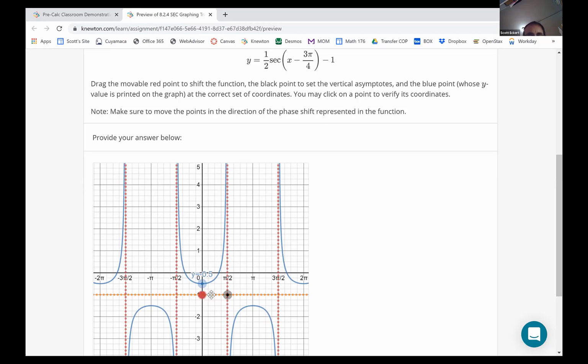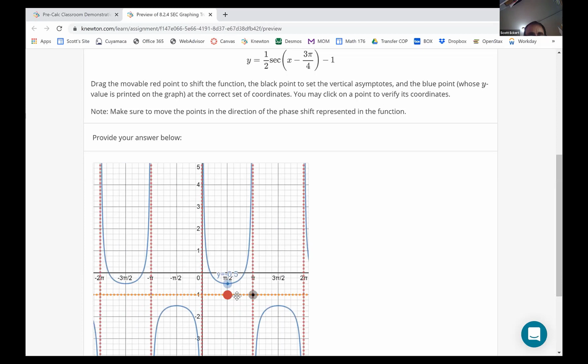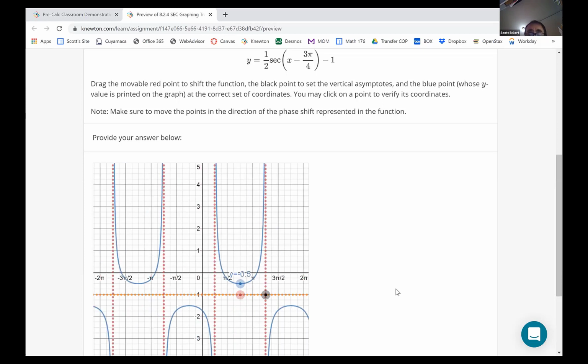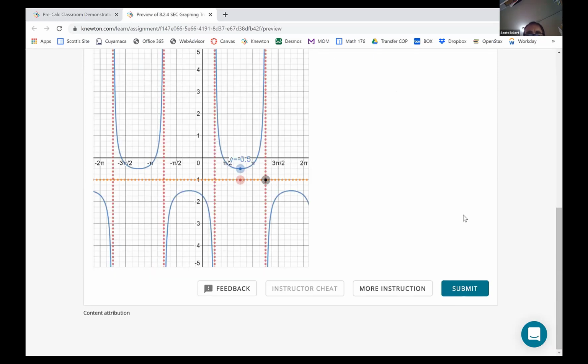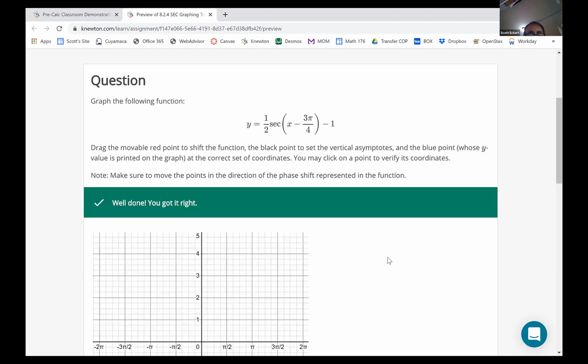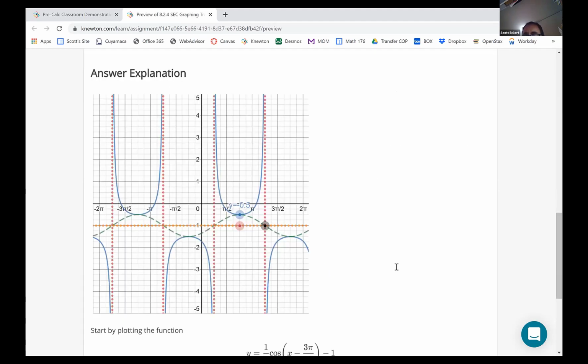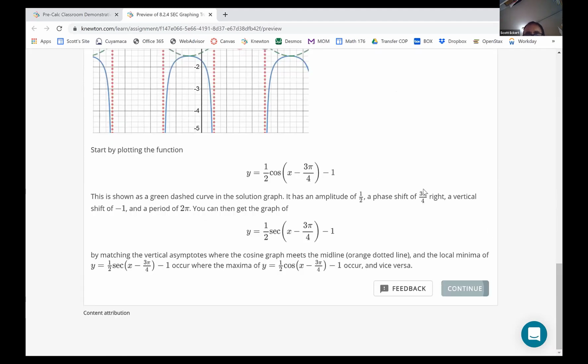So I'm going to move it back to 3 pi fourths. And so, Alan, you were good to call it out. We needed the period checked. We did the vertical shift, the horizontal shift, and the amplitude. And so we can submit this and see how I did. It says I did a good job. Let's try another one. Hopefully it gives us some harder numbers.